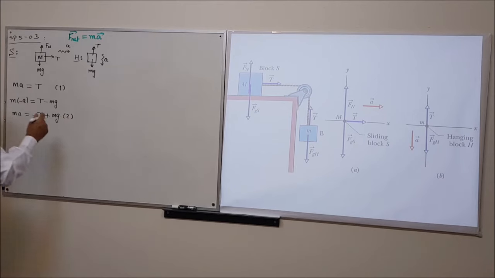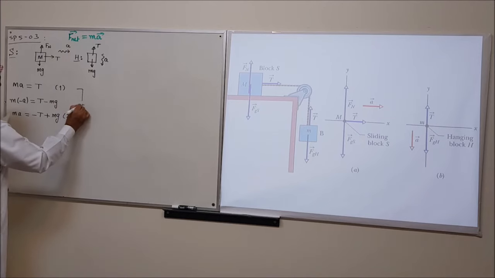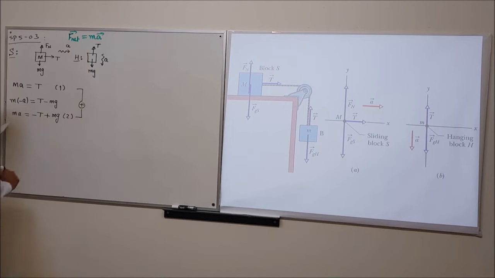What we will do now, you can combine these equations in any way you like. The way I will do it is I will add these two equations. Just add them. Capital MA plus small ma. Take A as a common factor. So we have capital M plus small m into A is equal to T minus T is 0, and we are left with small m multiplied by g. So the acceleration of the system is equal to small m divided by capital M plus small m into g.